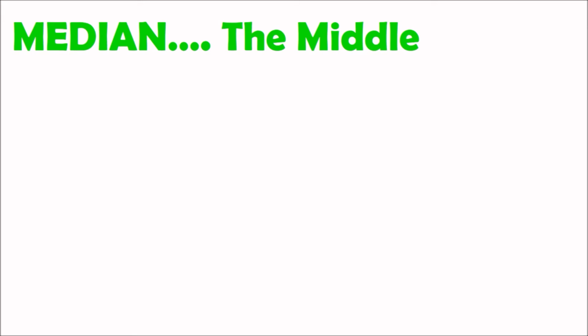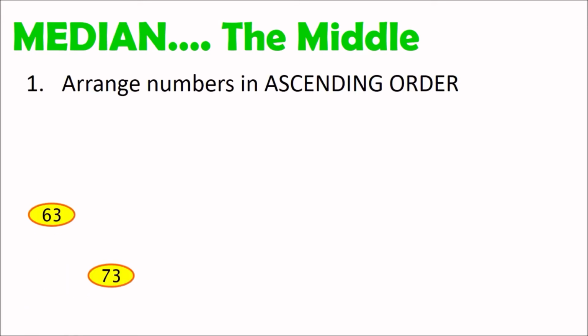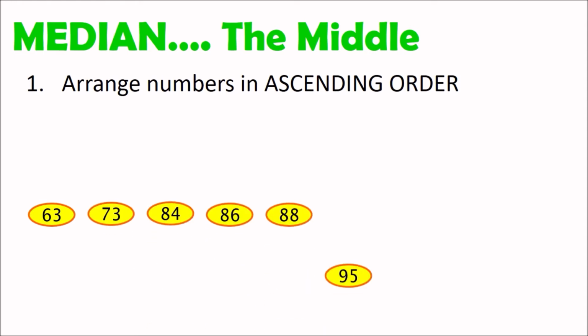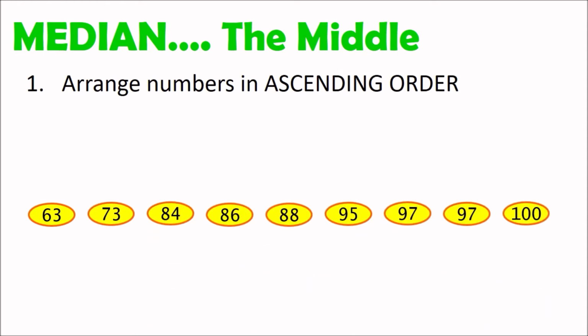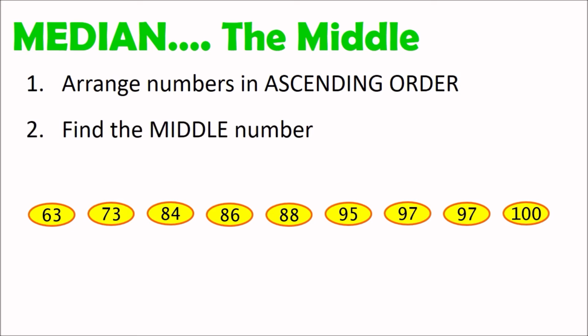We then have the median, which is the middle. So the first thing we need to do is arrange the numbers in ascending order. If we remember back, ascending means smallest to largest, which we've done here. We're then going to find the middle number. Now, we've got 9 values in our list, so this is nice and easy to find the middle number, which is 88. We've got 4 on the left and 4 on the right, with 88 smack bang in the middle.